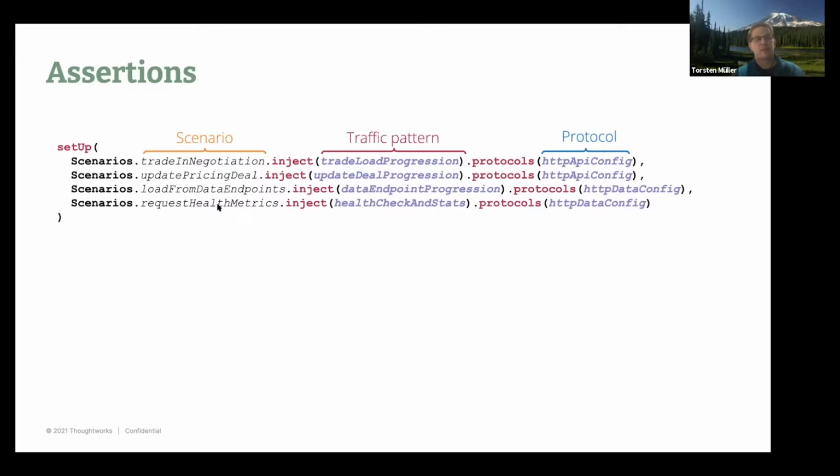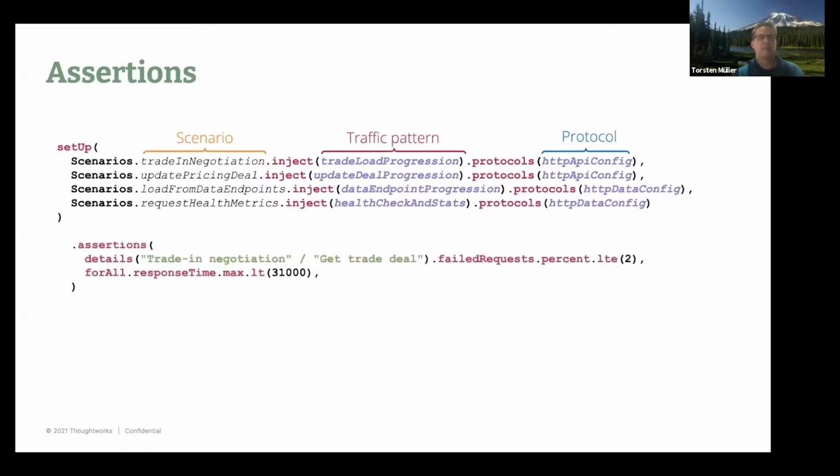And what comes out of those checks gets aggregated by Gatling. And then we come to the assertions. So we say that the trade-in negotiation for this request should have less than 2% failure, and all responses should be happening in less than 31 seconds, which of course is very, very large right now. But again, you set that to whatever your fitness functions dictate. I use this value for local testing and for developing my performance tests.